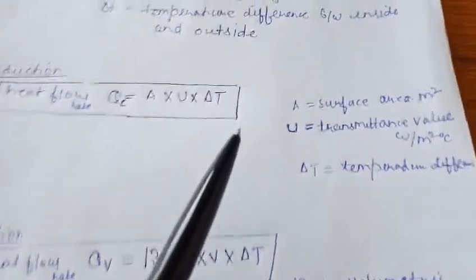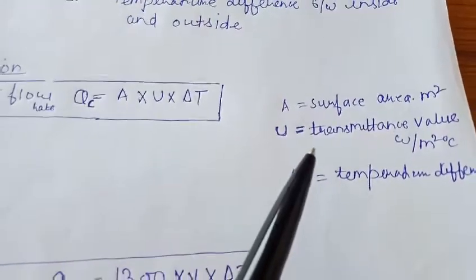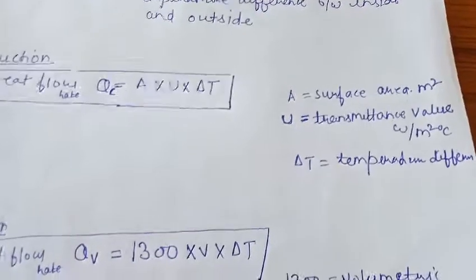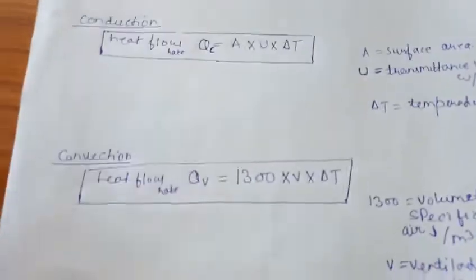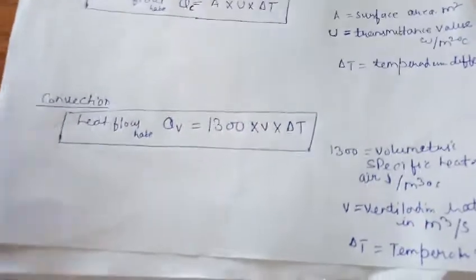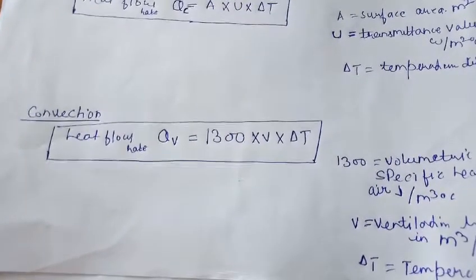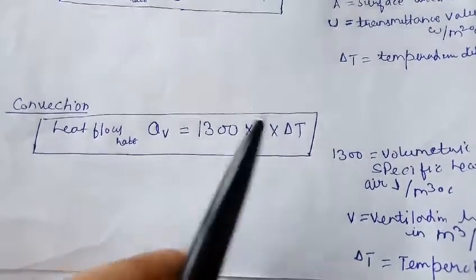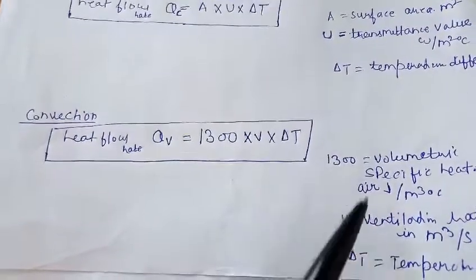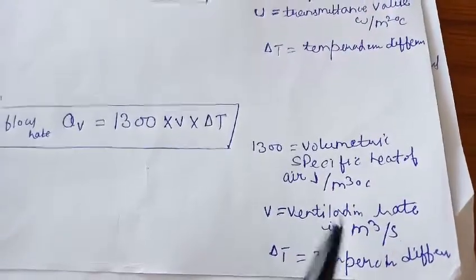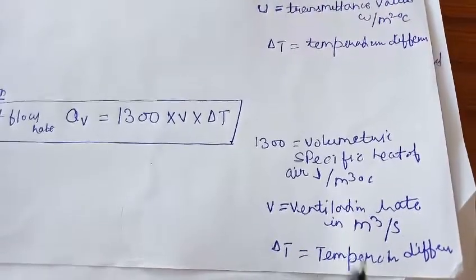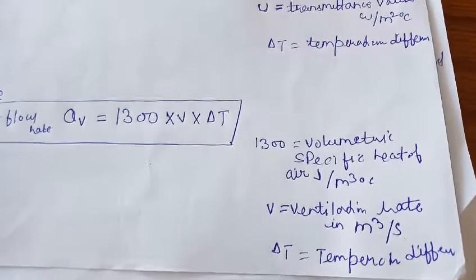And what is A here? Surface area in square meters. U is the transmittance value, and delta T is the temperature difference inside and outside. Then convection heat loss. The heat flow rate QV is equal to 1300 into V into delta T. Here 1300 is the volumetric specific heat of air, in joules per cubic meter degree centigrade. Then V is the ventilation rate in cubic meters per second, and delta T is the temperature difference.